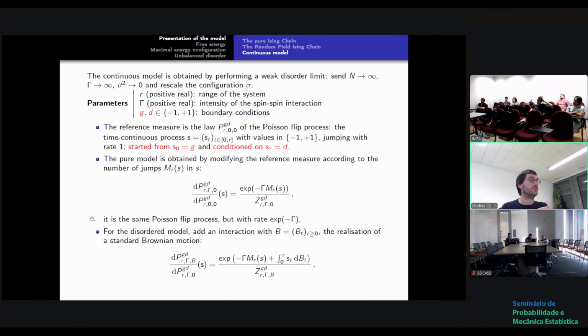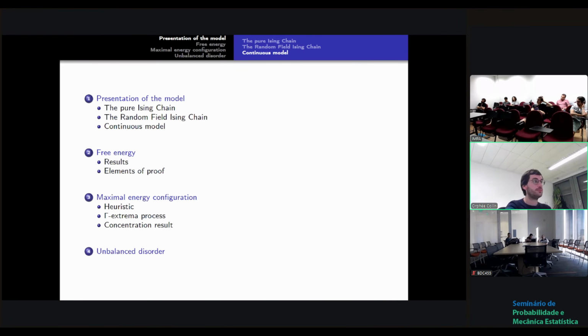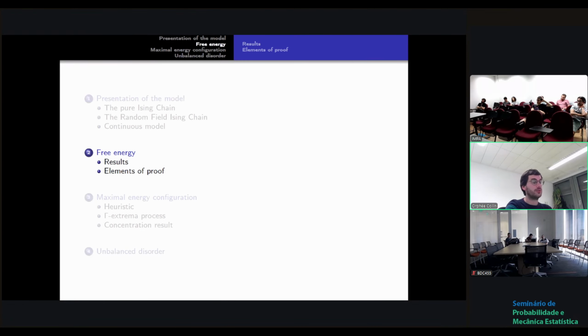And finally, the disordered model is obtained by adding an interaction with the realization of a standard Brownian motion. So as before, we consider a random environment, and for every realization, we consider a new measure, a Gibbs measure, defined in this way. Sorry, this should be a 0 because we defined it with respect to the reference measure. Anyway, this is not so important, but the continuous model will be helpful to give us insights on the behavior of the model, and in particular for the free energy.